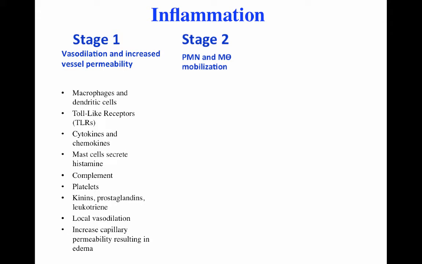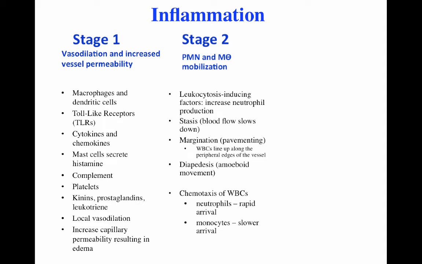Stage 2 is characterized by polymorphonuclear cells and macrophage mobilization. Leukocytosis-inducing factor will increase neutrophil production. Stasis is also seen in stage 2. Stasis is basically the slowing down of blood flow. In this case, an inflammatory stimulus causes junctions between cells to open up wider than normal, which allows excess fluid to get out of the vessel.